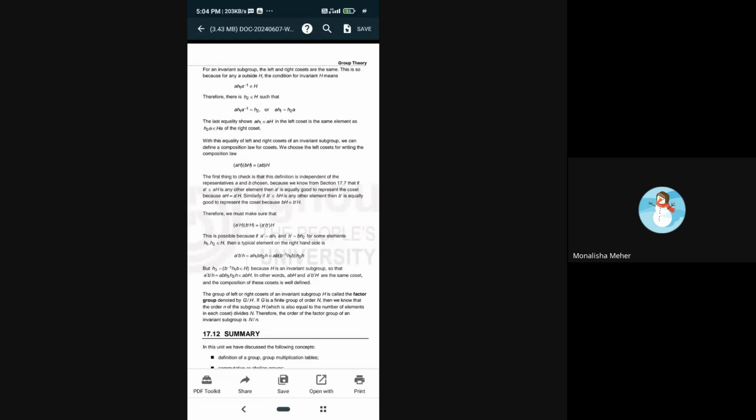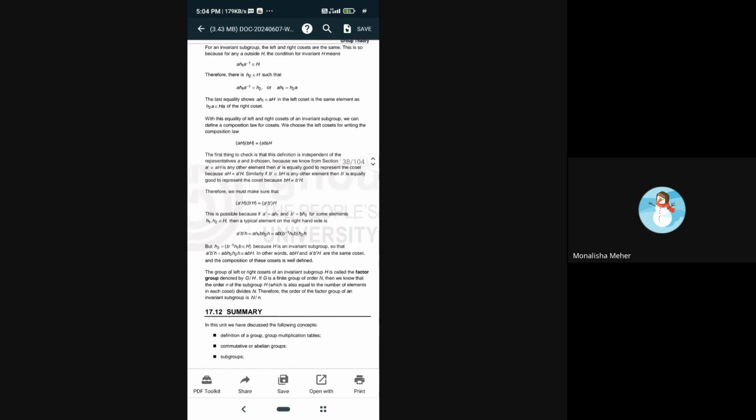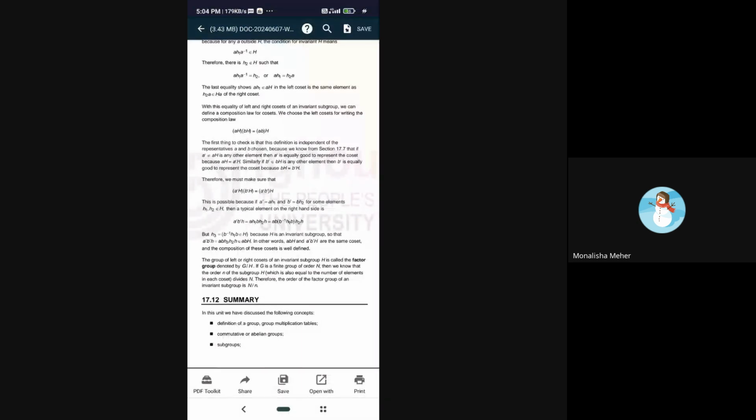Similarly, if B' belongs to BH is any other element, then B' is equally good to represent the coset because BH is equal to B'H. Therefore, we must make sure that A'H, B'H is equal to A'B'H. This is possible because if A' is equal to AH1 and B' is equal to BH2 for some elements H1, H2 belonging to H, then a typical element on the right hand side, A'B'H, is equal to AH1BH2H, which equals AB B inverse H1B H2H.